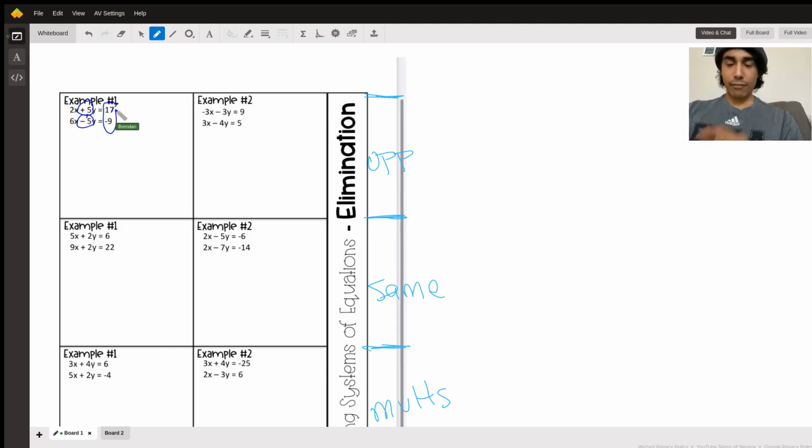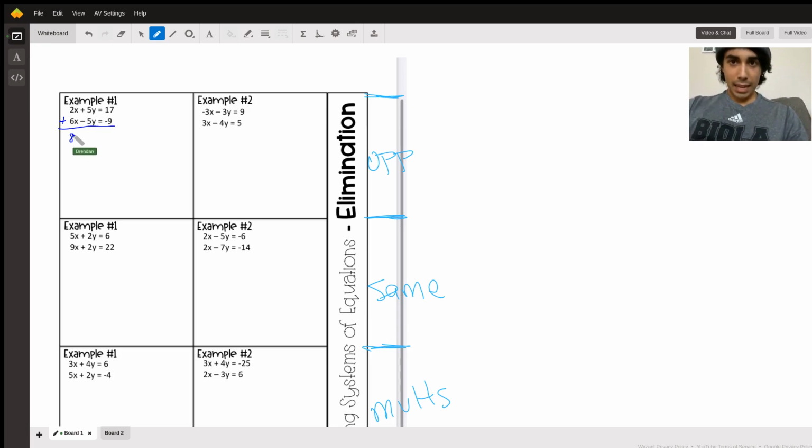Also, if this was like a 17 and a negative 17, that doesn't count. Coefficients need to be attached to a variable. So notice we've got a plus 5y and a minus 5y. Those are what we call opposite coefficients. So write this down. When we have opposite coefficients right off the bat, all you're going to do is add those equations together. So we're going to go ahead and add those equations.